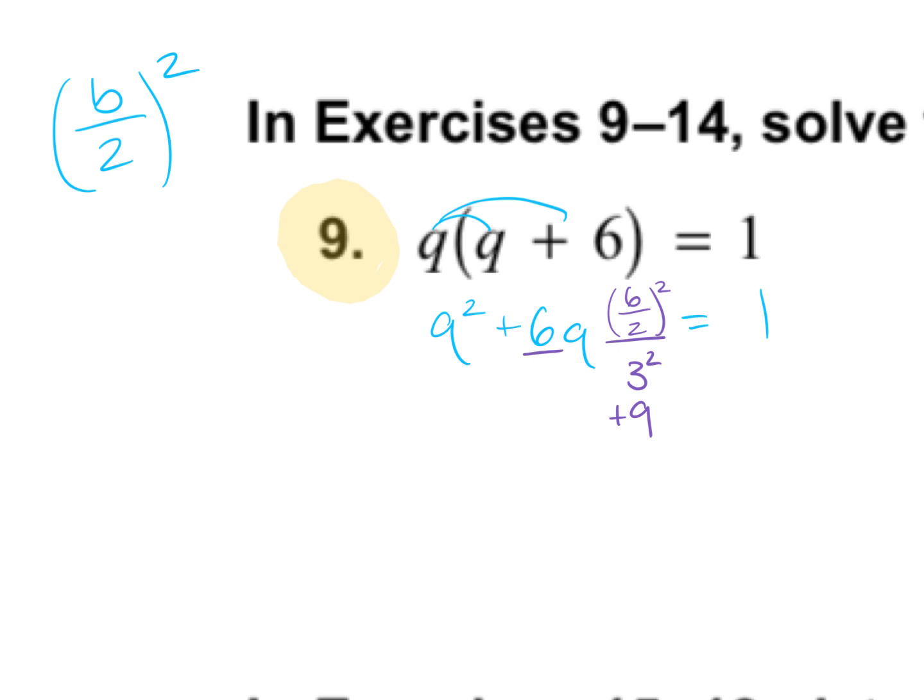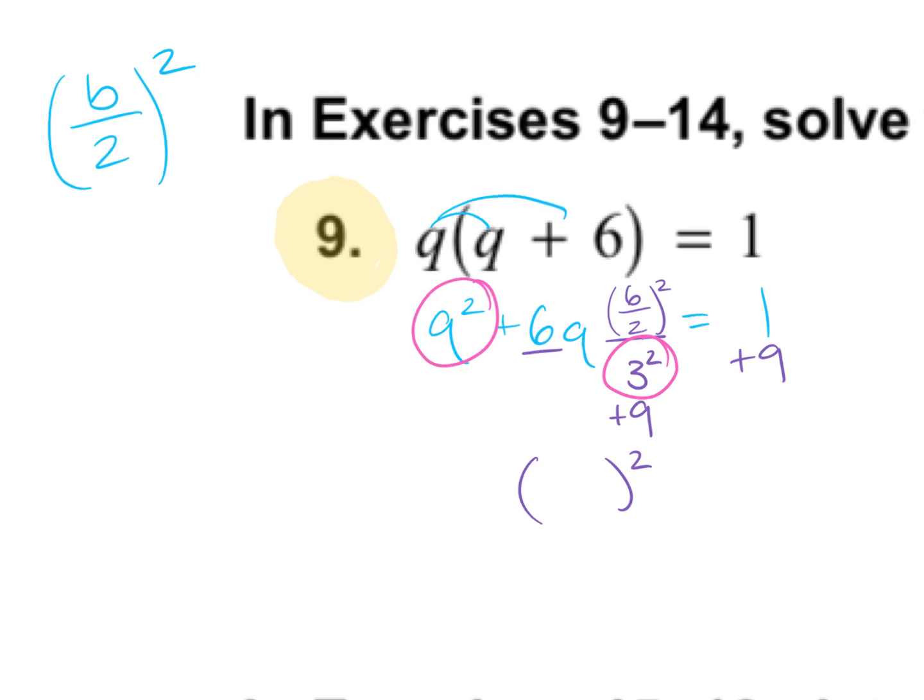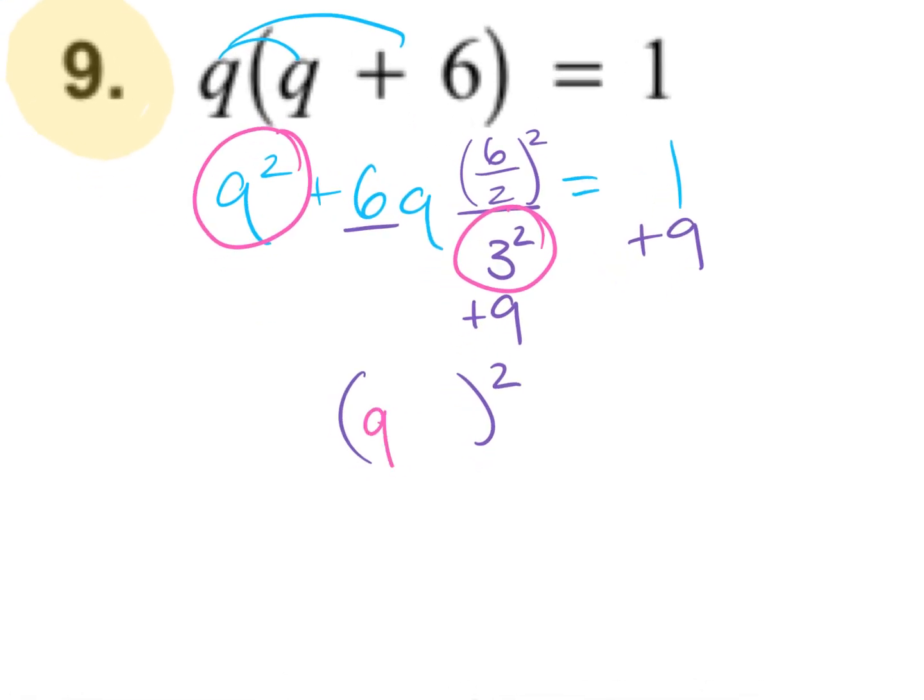What else do I have to do? Add it to the other side too. So in my parentheses squared, what am I going to put inside? Q and 3. So we take the two things that were squared here before we square them. So I have q plus 3. And then 1 plus 9 is 10. Does everybody see how we got that? We're all good so far.